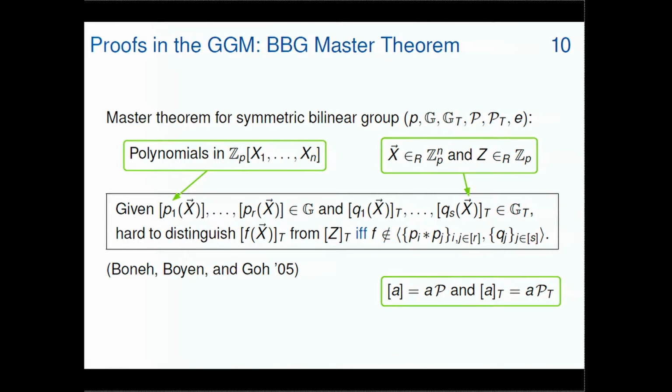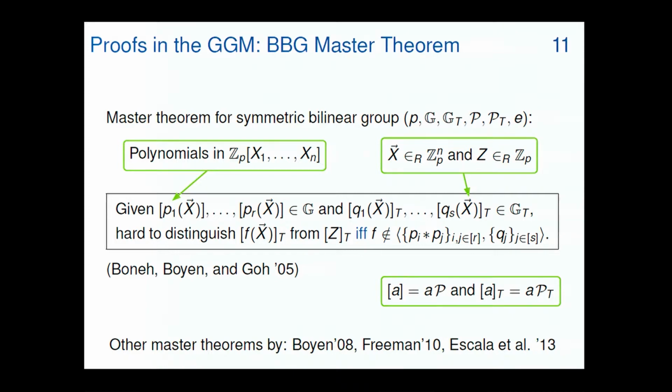The master theorem states that if the adversary is given implicit representations of P1 to PR evaluated at a random point X in the group G, and implicit representations of the polynomials Q1 to QS also evaluated at X in the target group, then it's hard to distinguish f of X from a random element in the target group. This is exactly the case if the polynomial f is not in the span generated by products of polynomials pi times pj and polynomials qj. This reflects that the adversary can use the bilinear map to multiply two polynomials in the exponent, and he can also use polynomials from the target group, and then he can perform addition, so that's where the span is coming from.